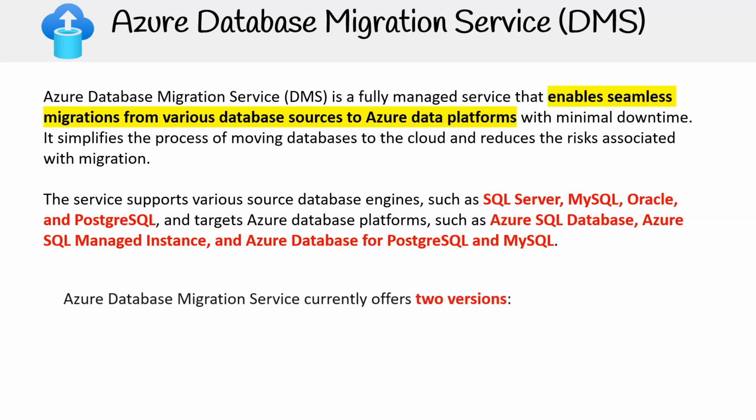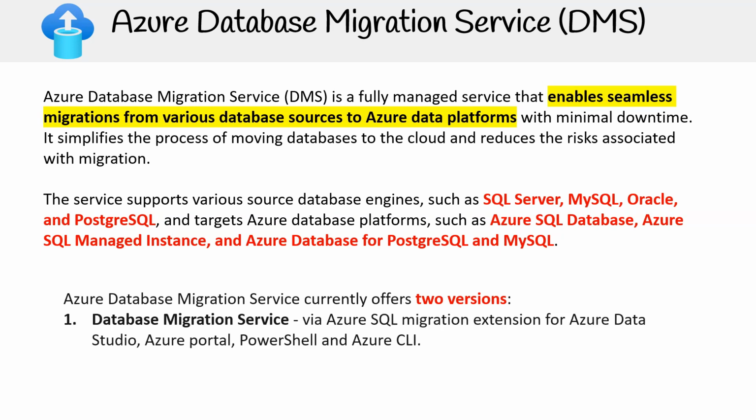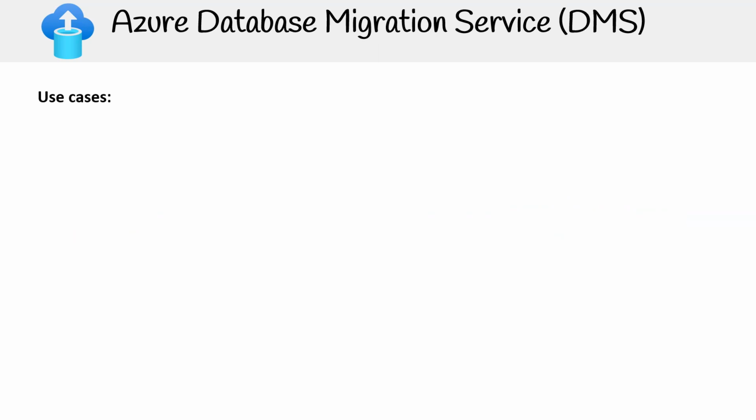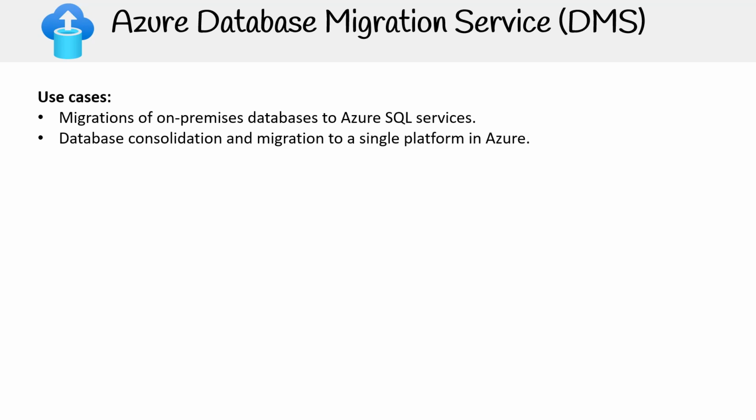Azure Database Migration Service currently offers two versions. Database Migration Service via Azure SQL Migration Extension for Azure Data Studio, Azure Portal, PowerShell, and Azure CLI. Database Migration Service via Azure Portal, PowerShell, and Azure CLI. Use cases: migrations of on-premises databases to Azure SQL services, database consolidation and migration to a single platform in Azure, cloud bursting and disaster recovery solutions.